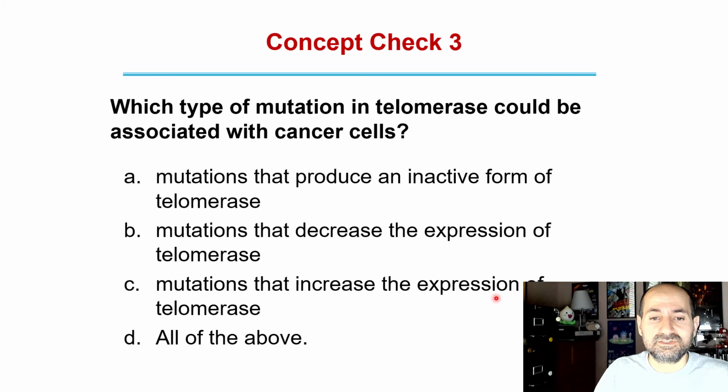Mutations that increase the expression of telomerase? Yes. Now you have too much telomerase. The cells have no problem with shortening of the chromosomes. The cell can divide forever, and that's essentially what cancer is, so it has to be C. Does that make sense? Isn't that interesting, right?